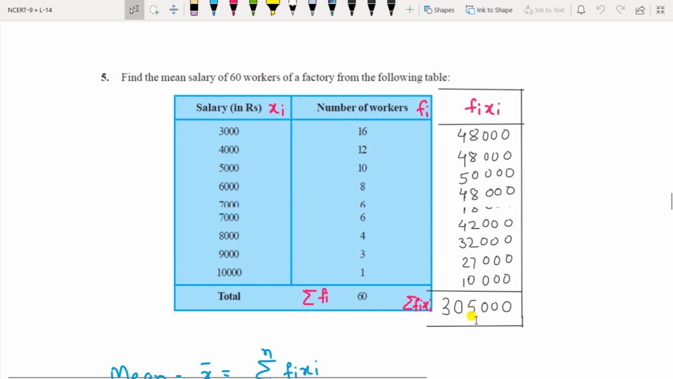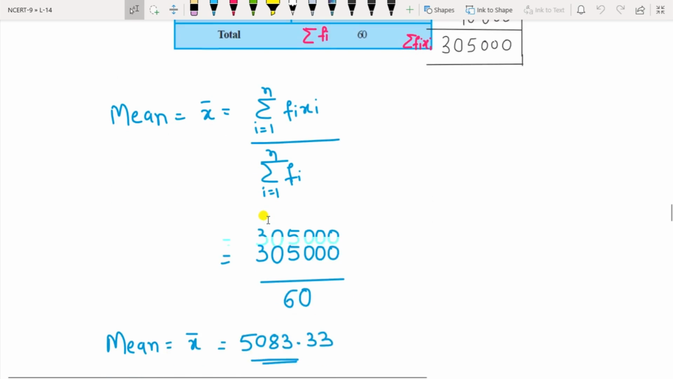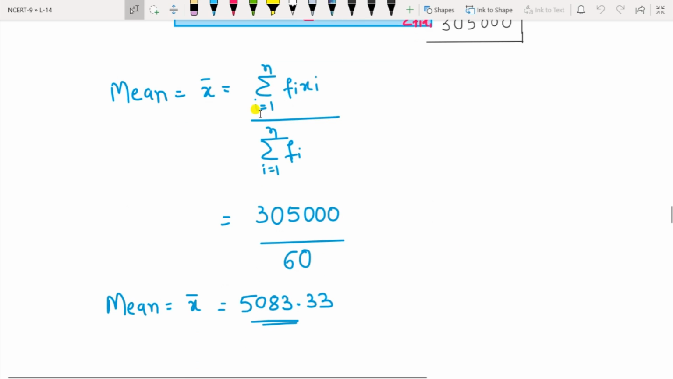So now here we will use the formula as mean equal to x bar equals sigma i equal to 1 to n fi xi upon sigma i equal to 1 to n fi. So this one you got it as 3,05,000, divided by 60. So the answer comes out to be 5083.33. That is the answer for mean.